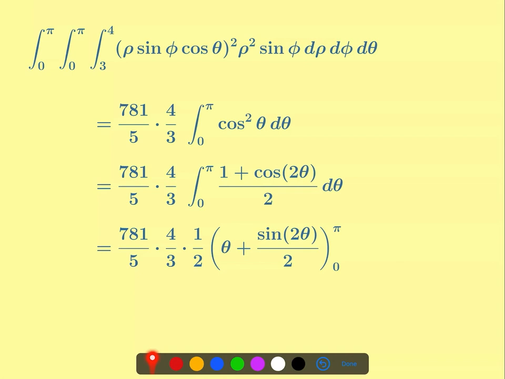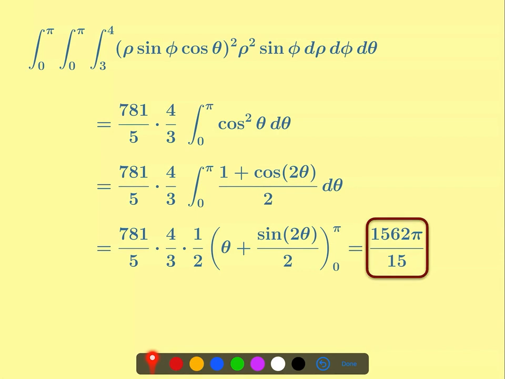So now I want to plug in pi and 0, but notice sine of 2 pi and sine of 0 are 0, so this doesn't even really come up. All I have is pi minus 0, or pi, when I evaluate this from 0 to pi. So I have pi minus 0, just pi here. So this becomes pi. I can cancel a 2 here, so I have 2 times 781 over 15, and I'll have a pi here. So that's going to give me 1562 pi over 15.